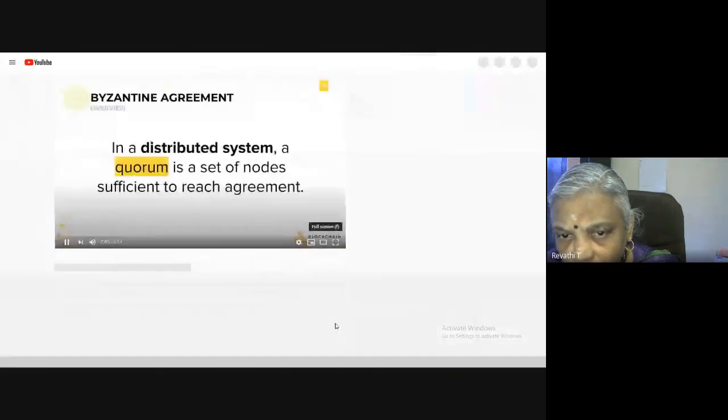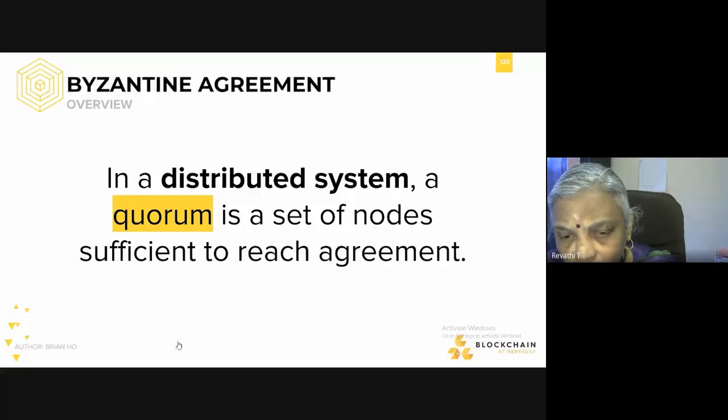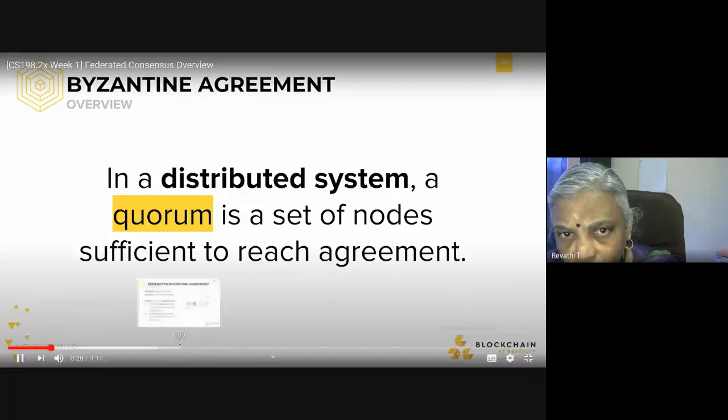Before diving into federated consensus, we're going to refresh ourselves with the definitions of all the terminology we've picked up thus far. Remember that a quorum in a distributed system is a set of nodes sufficient to reach agreement. In PBFT, that's over 2/3 of the voters. We refer to this as a Byzantine agreement within a BFT consensus algorithm.